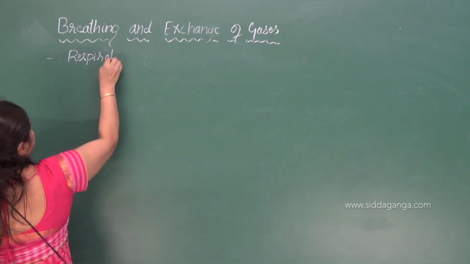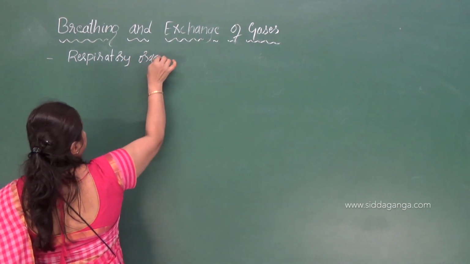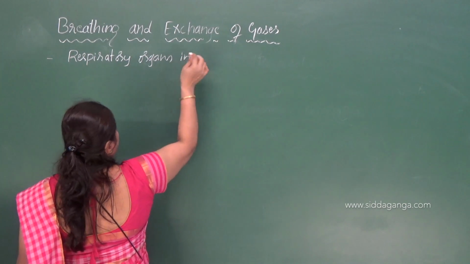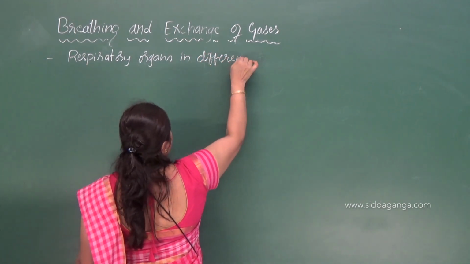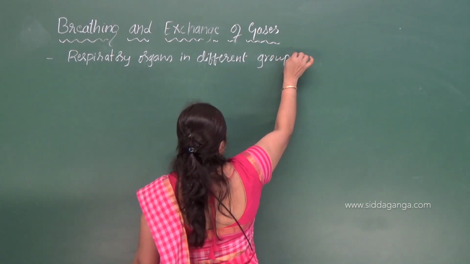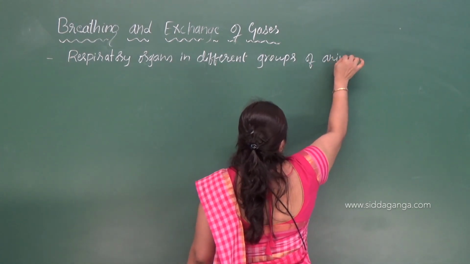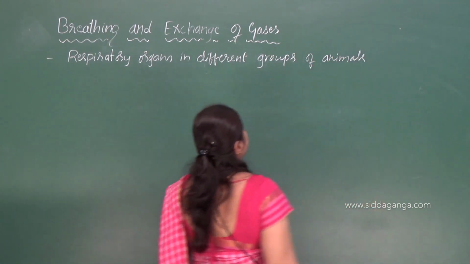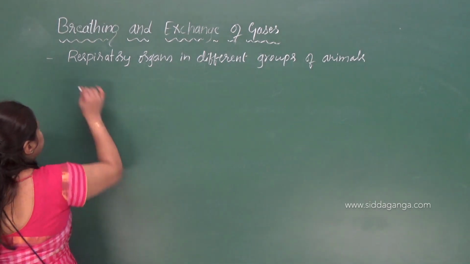Respiratory organs in different groups of animals. Respiratory organs in different groups of animals.